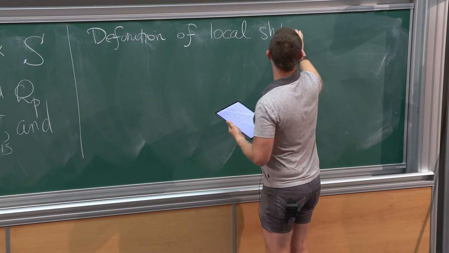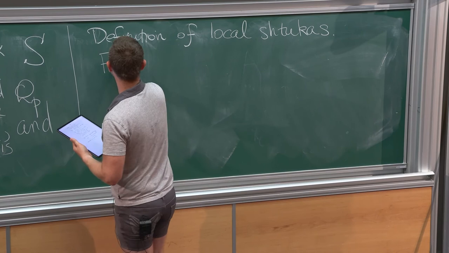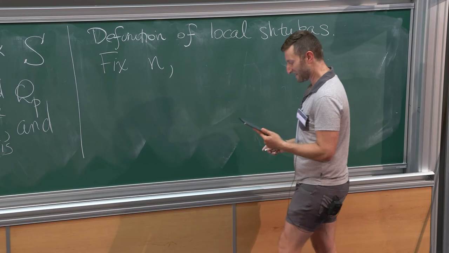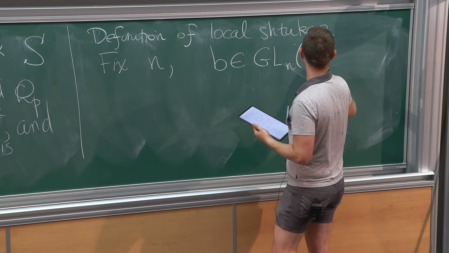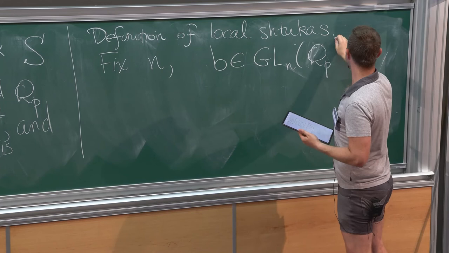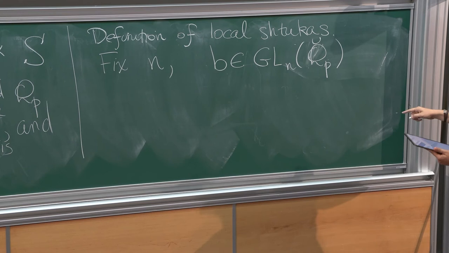So I need to fix some data. This n will be like rank n Shtukas. And I also want to fix an isocrystal. And I want to specify which one it is by saying I want this over, well, OK. Before I had k here, but for applications I want this k to be this Q_p breve. What does that mean?